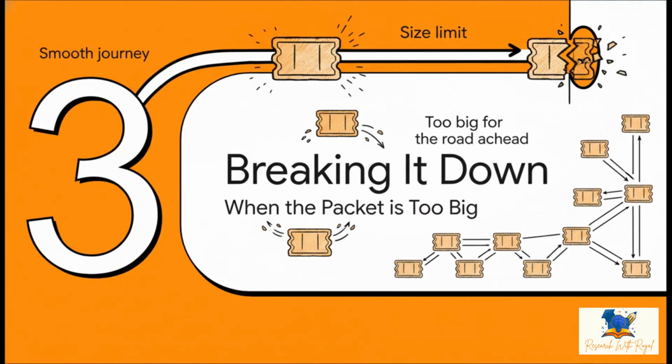So our packet is hopping along, its TTL is ticking down, everything seems great. But then it could hit a new kind of roadblock. See, some paths on the internet have very strict size limits.